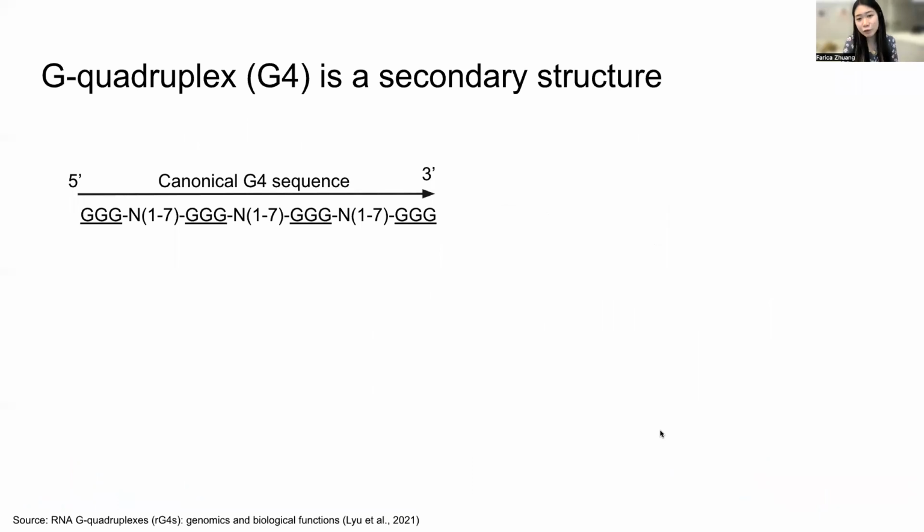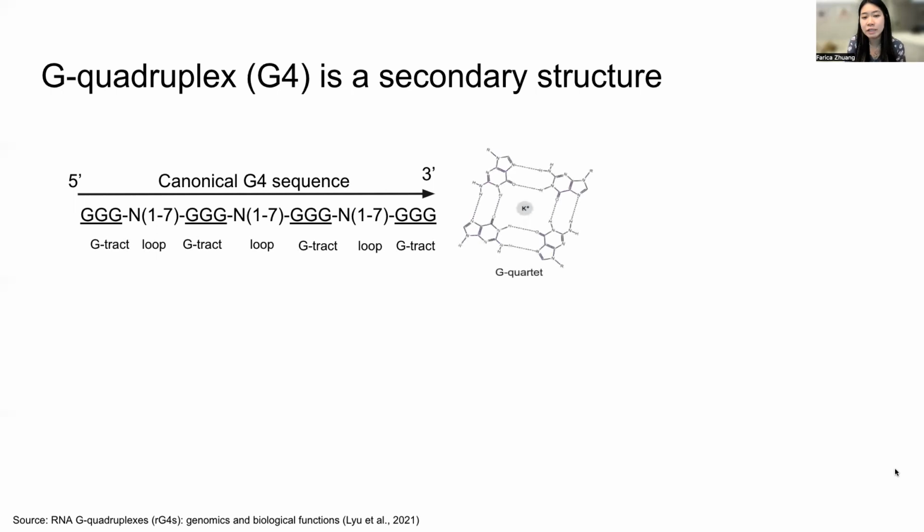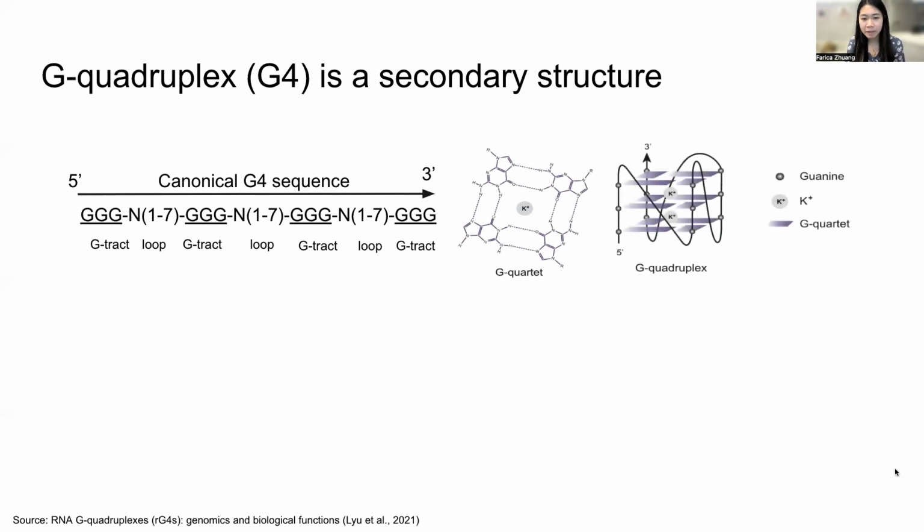First things first, a G-quadruplex or G4 is a secondary structure that exists in both DNA and RNA. In this project, we'll be focusing on RNA G4s or RG4s. The standard or canonical G4 sequence looks like this. There's a repeat of consecutive Gs followed by a sequence of any nucleotide of length 1 to 7. A G4 sequence forms a 4-stranded planar quadruplex structure called a G-quartet, and when 2 or more G-quartets stack on top of each other, they form a G4.